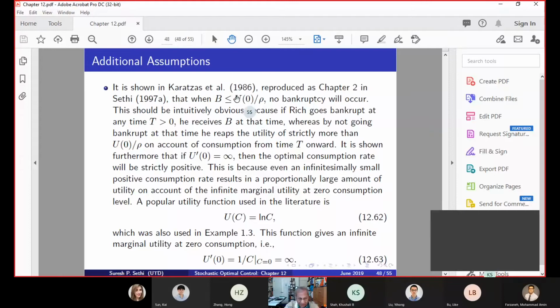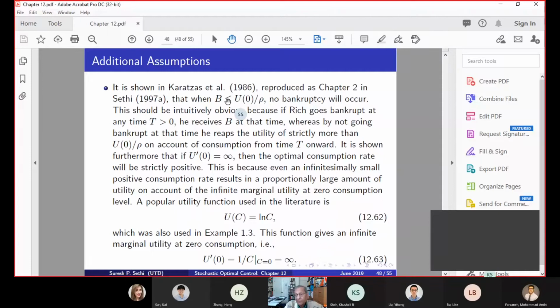And certainly, if U prime 0 is infinity, then U0 is minus infinity. And we need B equal to minus infinity. So in this book, we're going to assume U prime 0 equal to infinity. And when U prime 0 is infinity, in many cases, U0 is minus infinity. And then we're going to assume B to be minus infinity. In that setup, we have no zero consumption. Consumption will be strictly bigger than 0. And we have no bankruptcy. So there is no stopping time. And it's an infinite horizon problem. And that is the problem we are going to devote this book to.